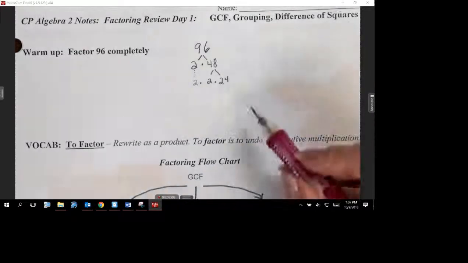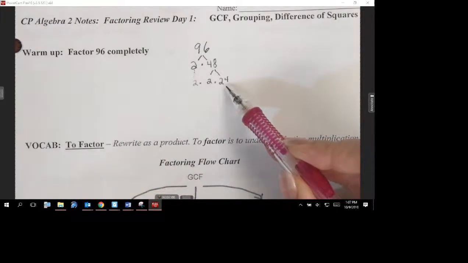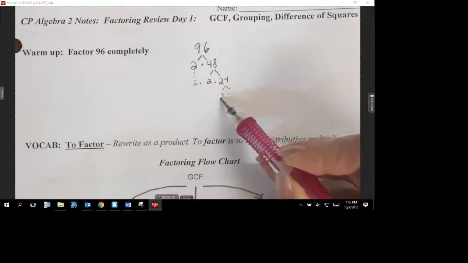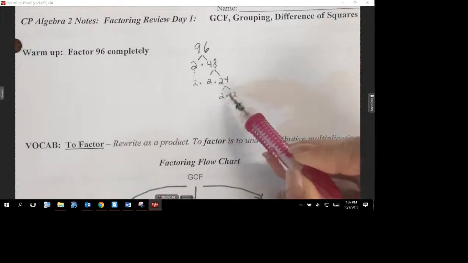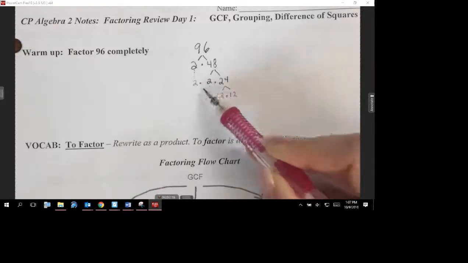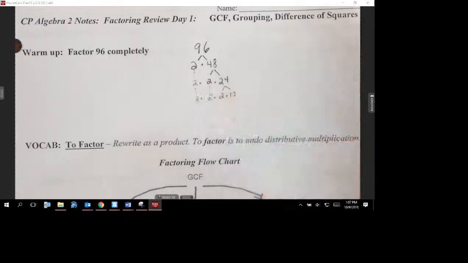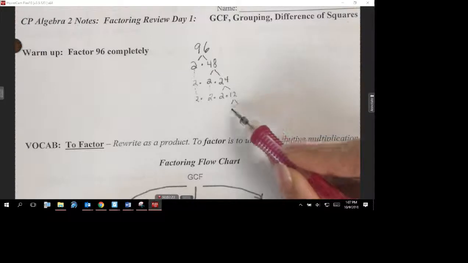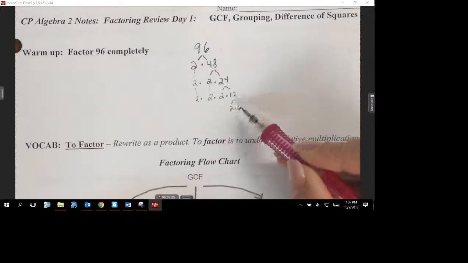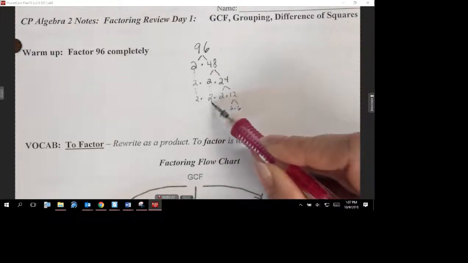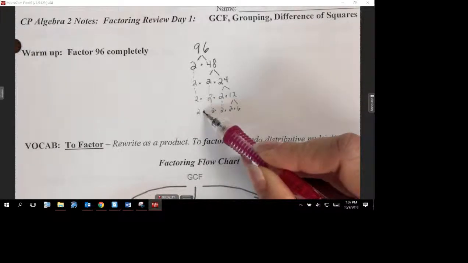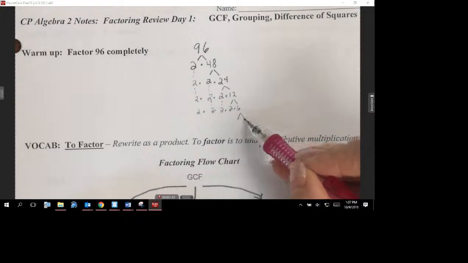Okay, so then is 24 a prime number? No, so 24 factors further to what? 2 and 12. Okay, I'm going to bring down the other factors that I still used. And is 12 a prime? No, that's 2 and 6. And then is 6 prime? No. 2 and 3.